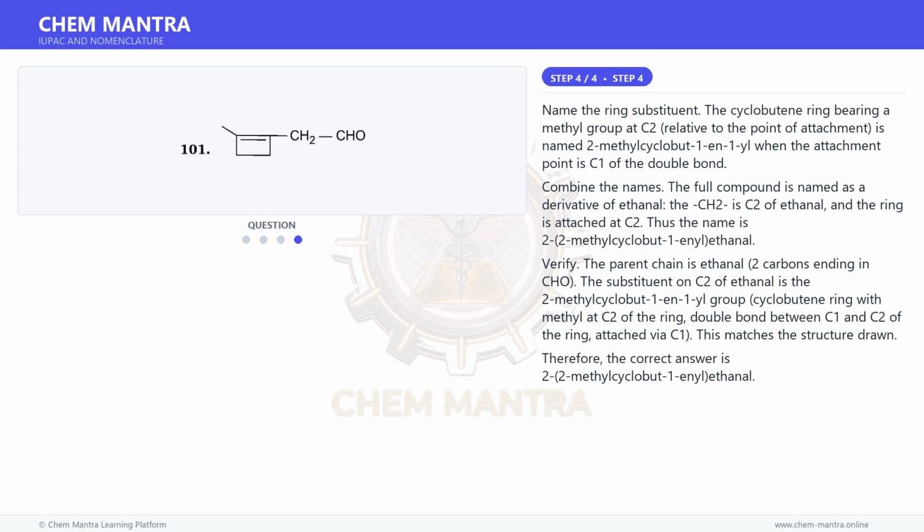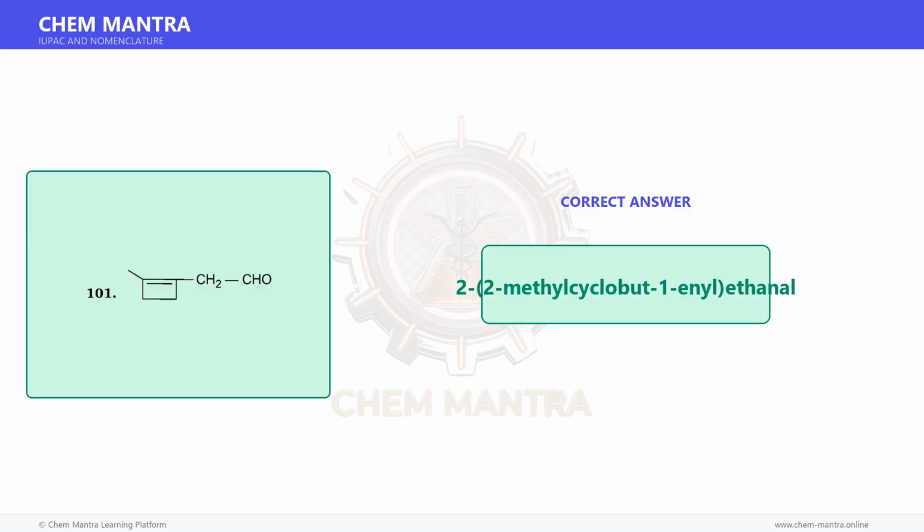The substituent on C2 of ethanal is the 2-methylcyclobut-1-en-1-yl group, cyclobutene ring with methyl at C2 of the ring, double bond between C1 and C2 of the ring, attached via C1. This matches the structure drawing. Therefore, the correct answer is 2-(2-methylcyclobut-1-en-1-yl)ethanal. The correct answer is shown on screen.